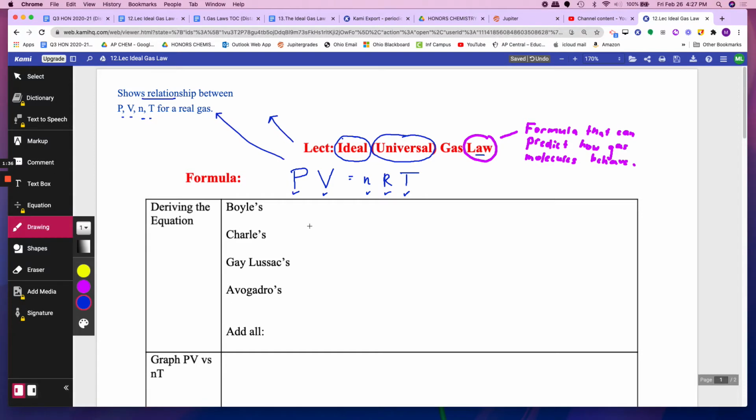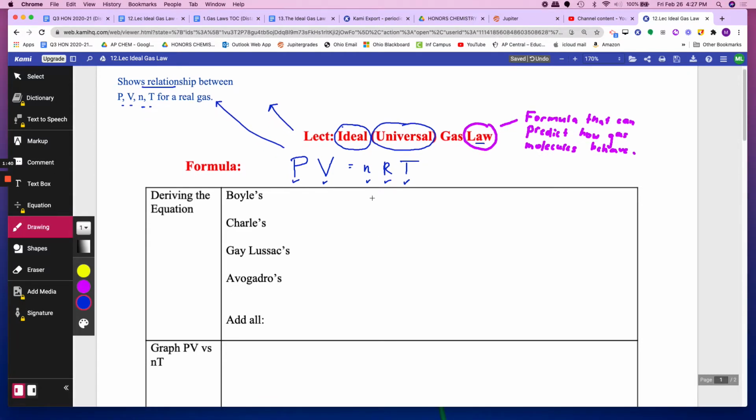Okay? So first, I'm going to go ahead and derive the formula for you. Where does it come from? Well, it comes from all the other laws that we learned. It's like a combination of all of them in one. Okay, first, let's talk about Boyle's law.